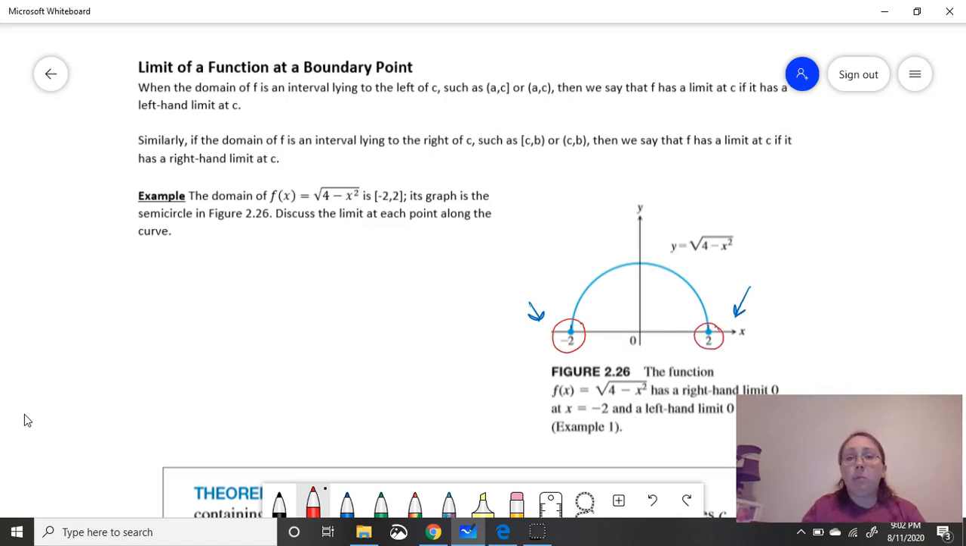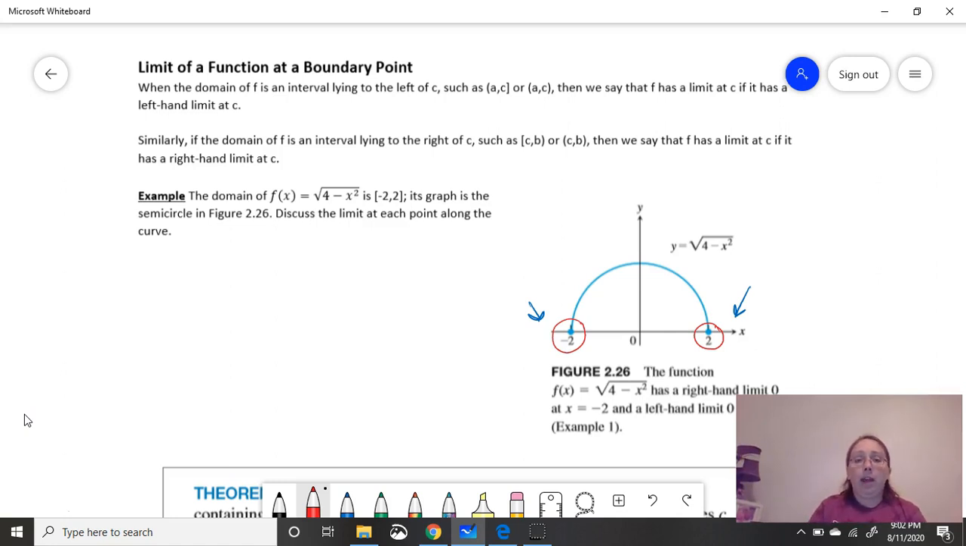These endpoints we can't approach from both sides. We can only approach from one side, either the left side or the right side. So the general concept where the left and the right side agree doesn't make any sense. So in this case, where we are at a boundary point, we simply discuss the existence of a limit as being either the existence of a left-hand limit or a right-hand limit for the endpoints of the domain.